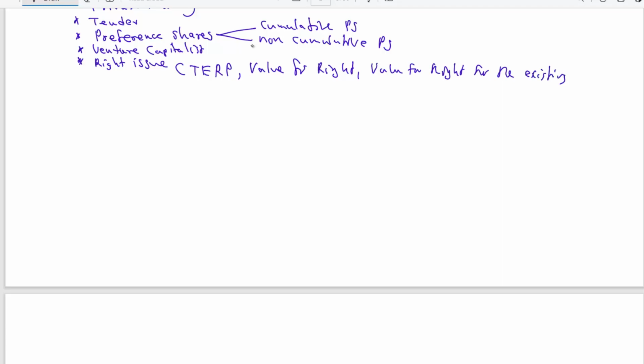Next, you should know elements to consider when choosing an equity finance. So if you are selecting one of the sources of equity finance, what are the elements that you have to consider?